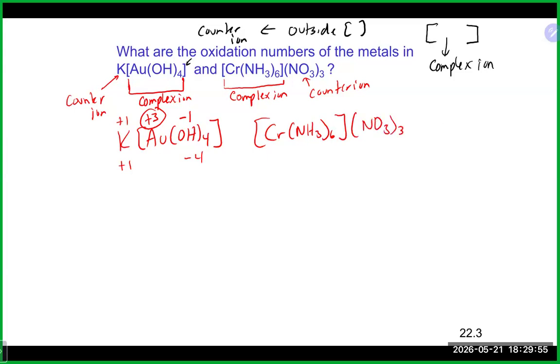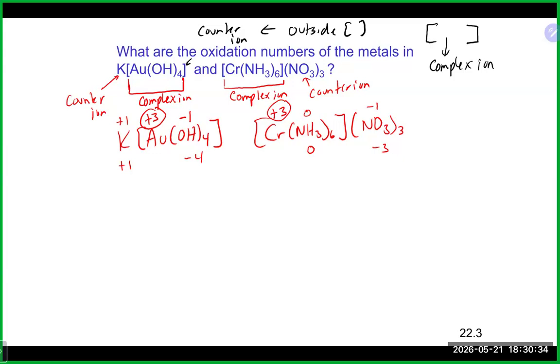Again, starting with what's attached to the chromium within our complex ion, that's NH3, which is, by the way, 0. It is not +1 because +1 is NH4+. This is NH3, which is ammonia, and has no charge. Nitrate on the outside is -1, and there are 3 of them, which gives us a -3 there. Once again, to balance this out, the chromium in this case is also rolling with a +3 oxidation state. Any questions on that there?